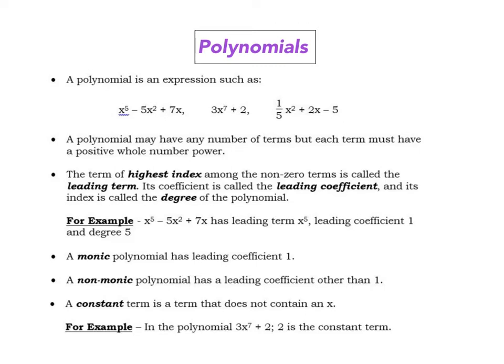So for example, x to the power of 5 minus 5x squared plus 7x has a leading term x to the power of 5. The leading coefficient is 1 and its degree is 5. A monic polynomial has a leading coefficient of 1. A non-monic polynomial has a leading coefficient other than 1. A constant term is a term that does not contain an x. So for example, in the polynomial 3x to the power of 7 plus 2, 2 would be considered the constant term.